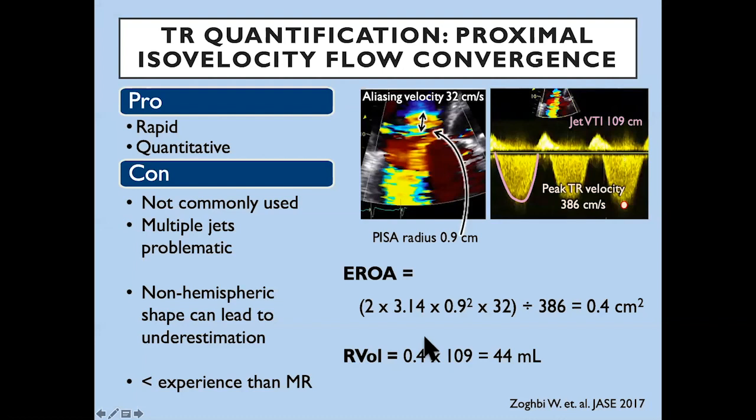Now, the pros of this method are that it is rapid and quantitative, but the problem is that it's not really commonly used, especially for the tricuspid valve. We do use this method a lot for the mitral valve. Also, it's problematic when there are multiple jets. And furthermore, if the PISA is not hemispheric, that can lead to underestimation of the regurgitant volume. And there's less experience with this method than there is with mitral regurgitation, of course.